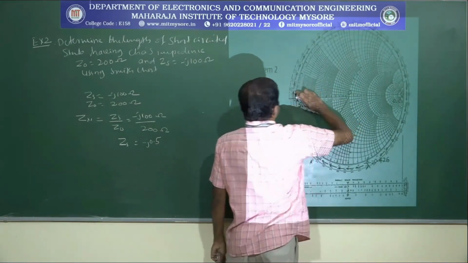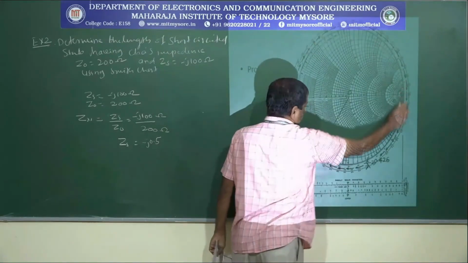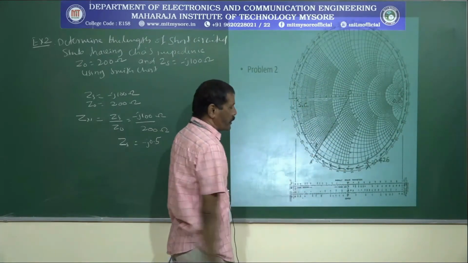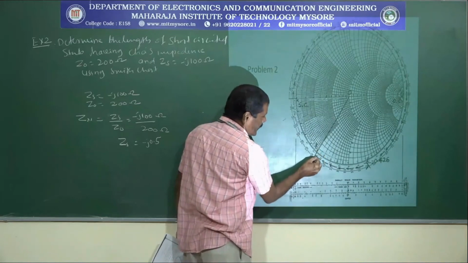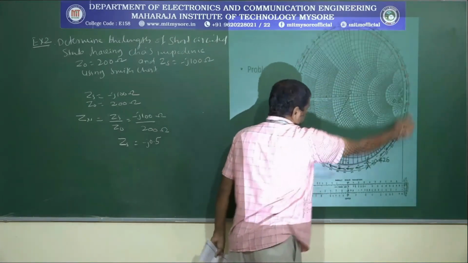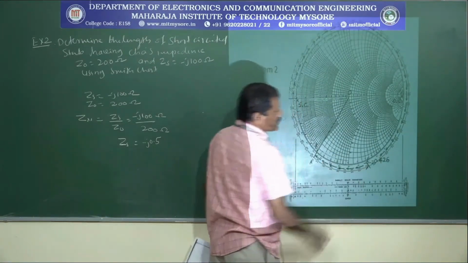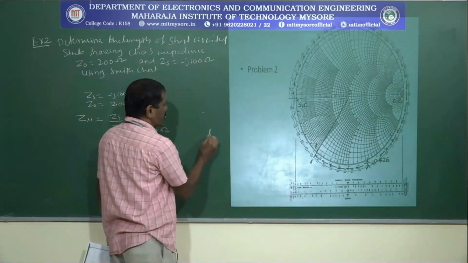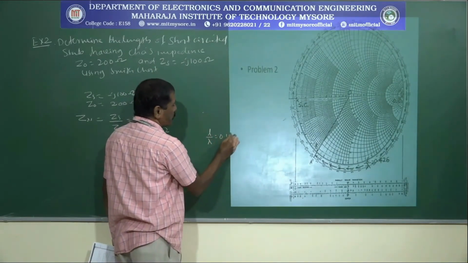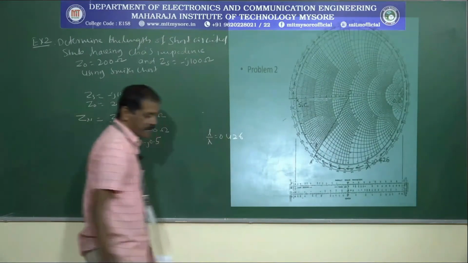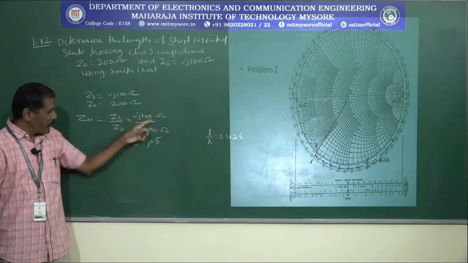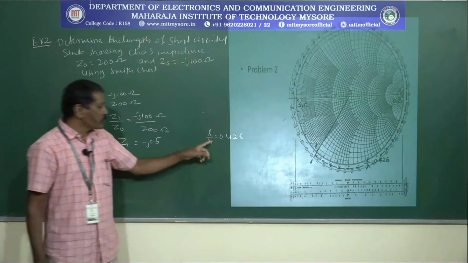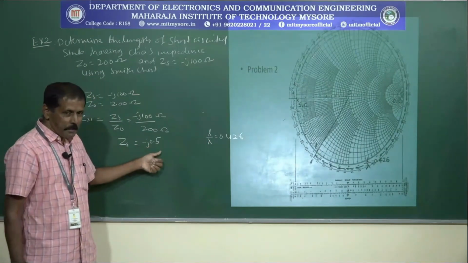Okay, so this is where the arrow marks have been shown. Come up to this particular point, and from this point to this point, what will be the length? So then L by lambda is equal to 0.426. I am repeating once again. First calculate the normalized impedance. Then you are getting it as minus j 0.5.